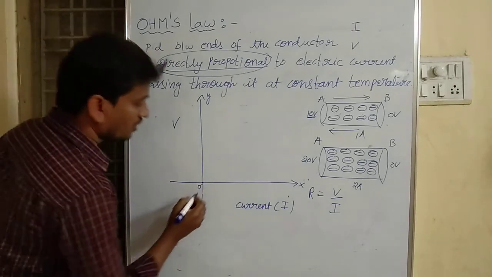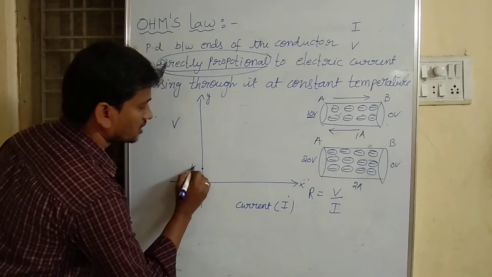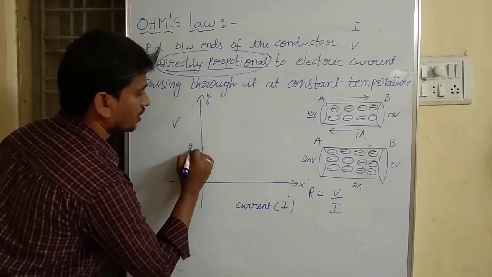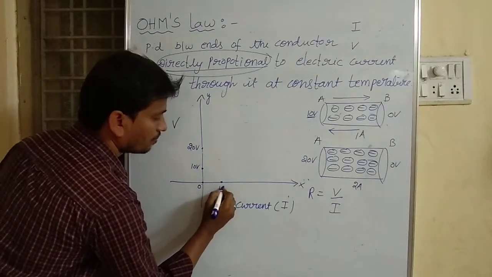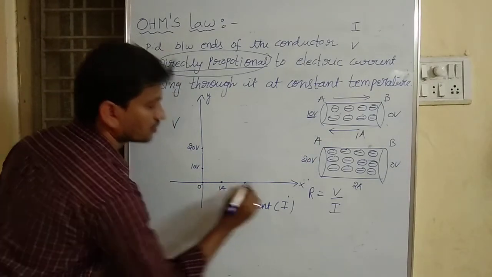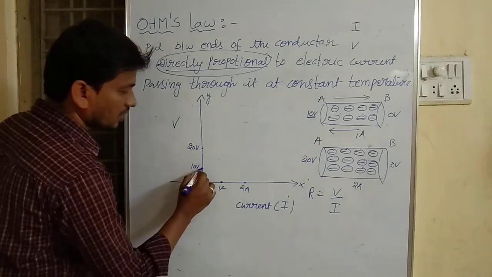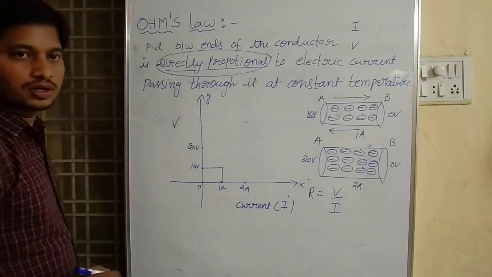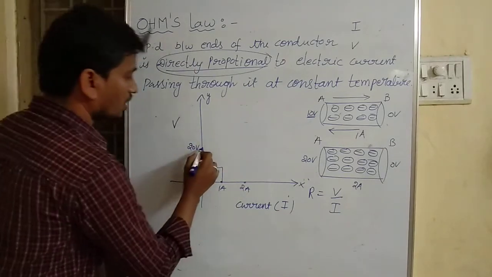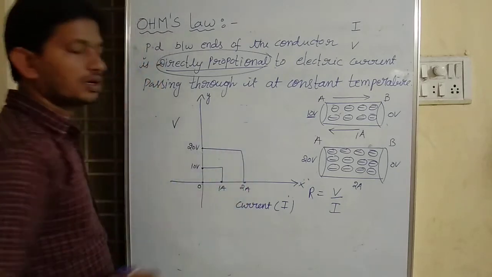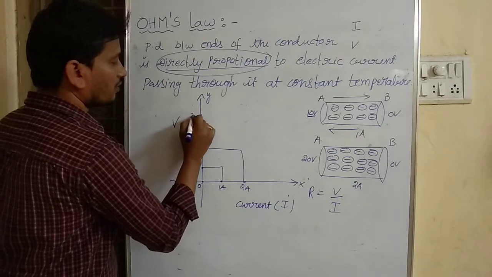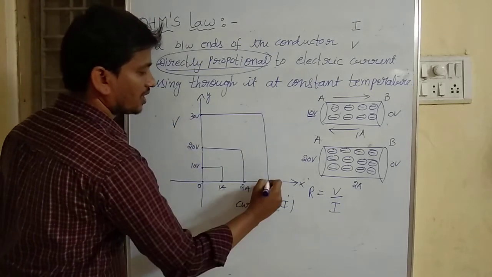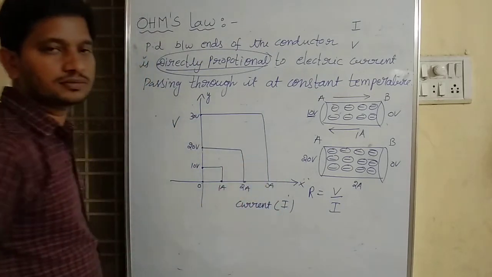Okay, if the potential difference is 10 volts, the current is 1 ampere. If the potential difference is 20 volts, the current is 2 amperes. If the potential difference is 30 volts, the current is 3 amperes.